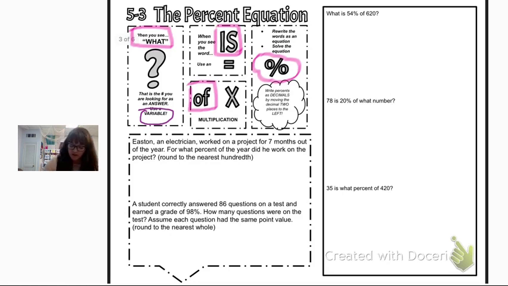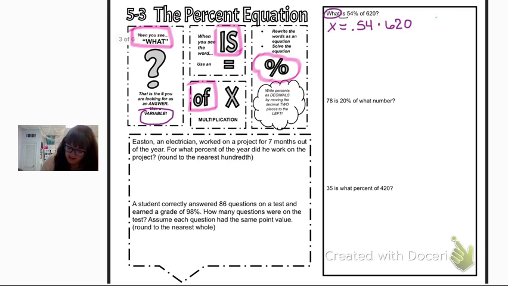So we're going to start out over here on the far right and solve just some basic calculation problems by using these keywords and setting up an equation. The first one says, what is 54% of 620? So there's our what, so that's our variable. What is, so that's equals. 54%, so we'll write that as 54 hundredths. Of, multiply 620. So we end up with x equals 54 hundredths times 620.